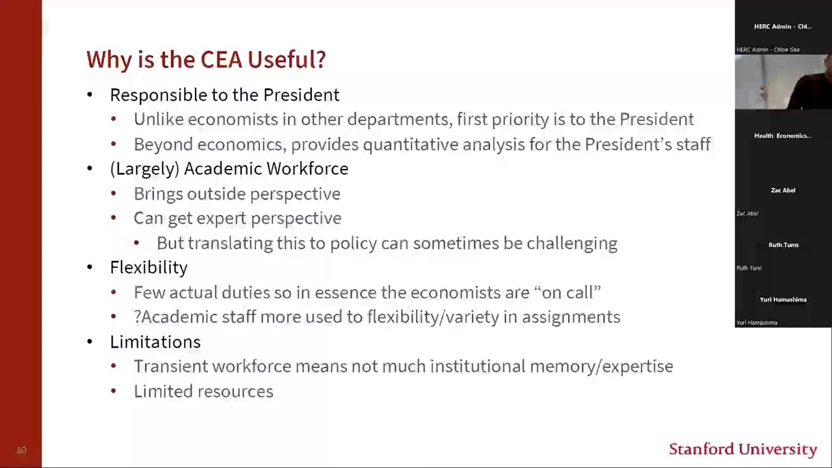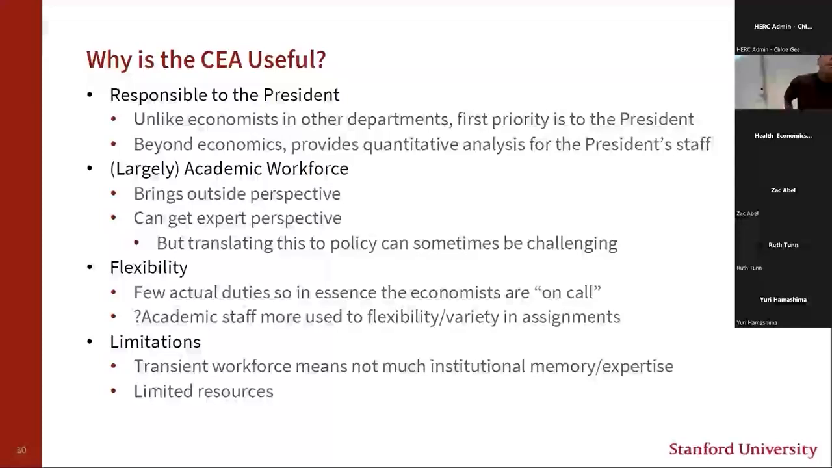I think one of the nice things about the CEA is the flexibility. Because the only thing we have to do is the Economic Report of the President, we're basically on call for whatever happens. A lot of other departments have things they actually have to do, so it's hard to get them to comment or provide analysis if something comes up. But we're functionally there on call to do whatever happens, and that flexibility is really helpful. Academics are also perhaps more used to flexibility of assignments and working along the entire production possibility frontier.